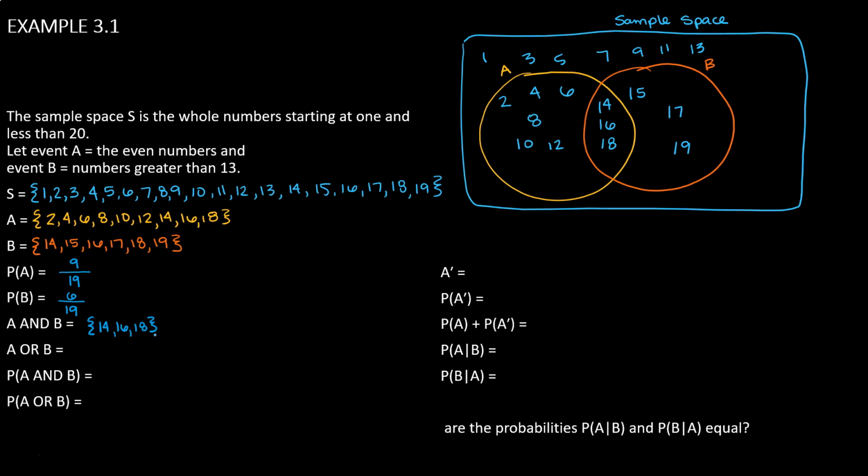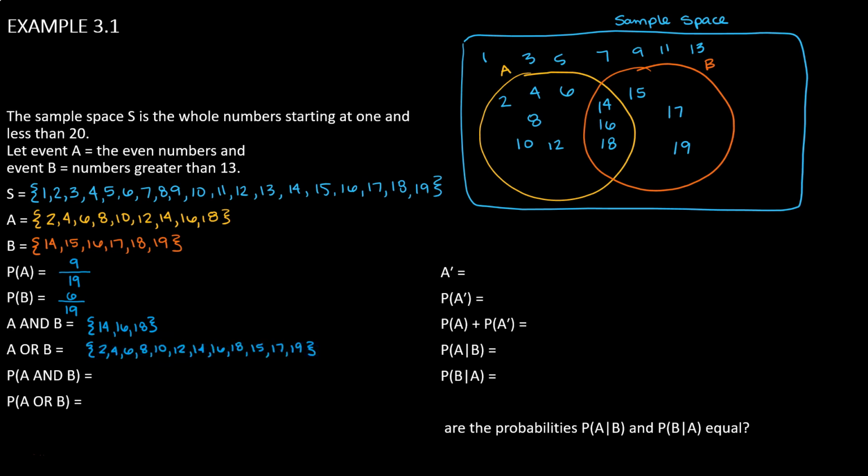When we say events A or B, that's like saying you can pick one or the other or both. So A or B is anything inside of circle A, as well as the elements that are inside of circle B. So both circles combined is the A or B. We have the even numbers 2 through 18, and then 15, 17, and 19.